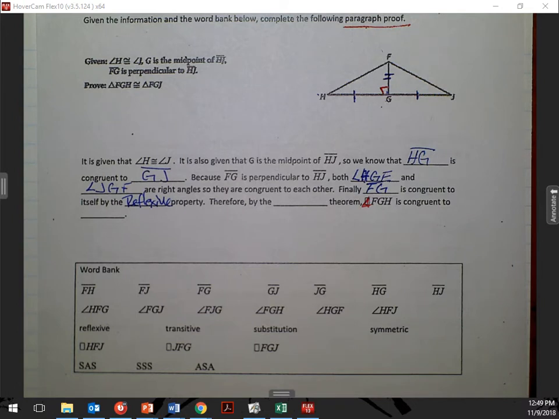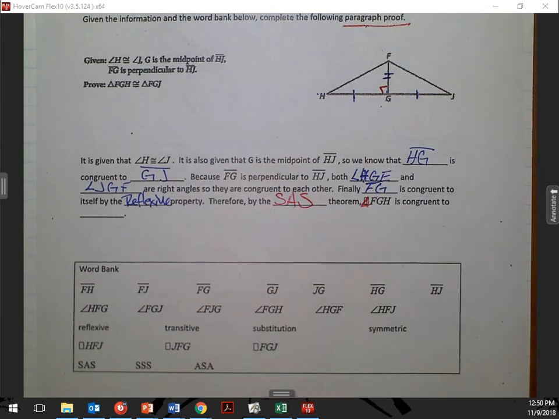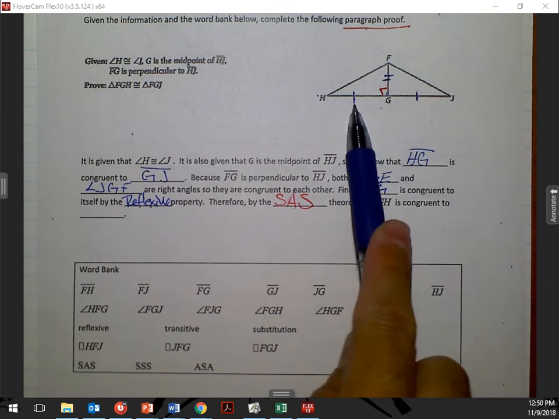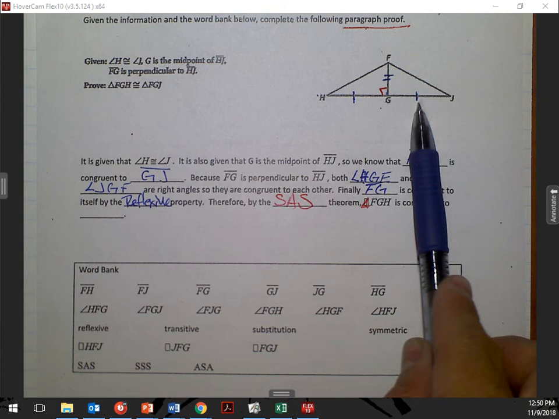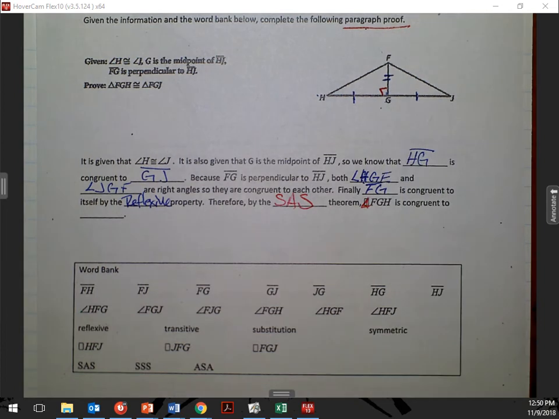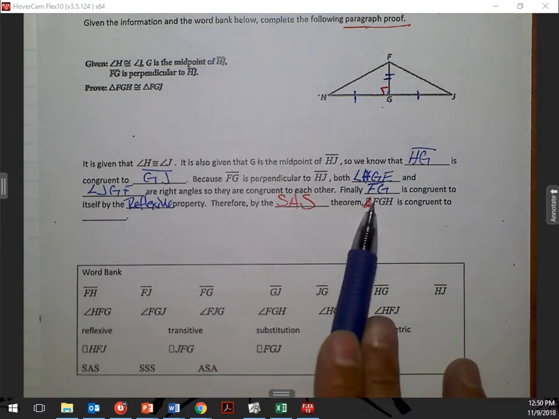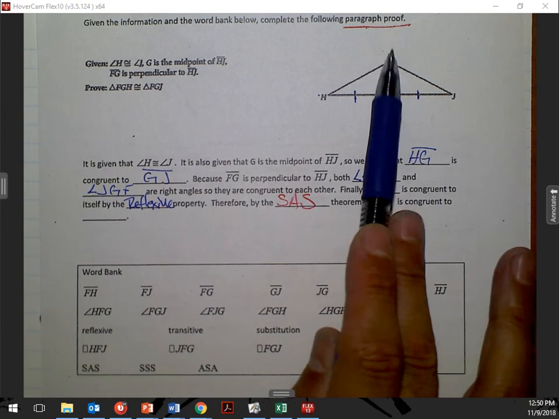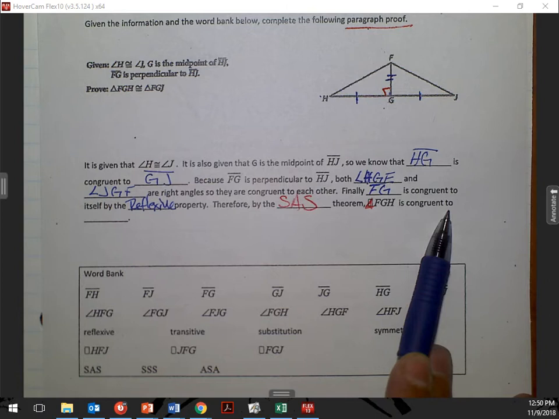Okay. So, side, angle, side. Side, angle, side. Because we have a side here, we have the angle between it, and we have another side. Same thing over here. Side, angle, side. Okay? Or GFJ. Okay, so now let's take a look. Oh yeah, JFG. Triangle FGH is congruent to triangle FGJ.